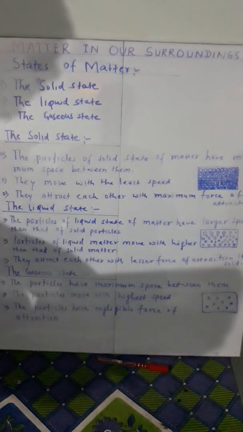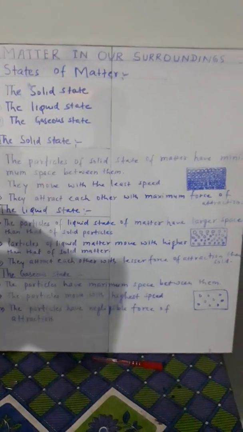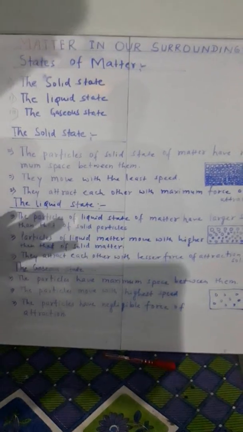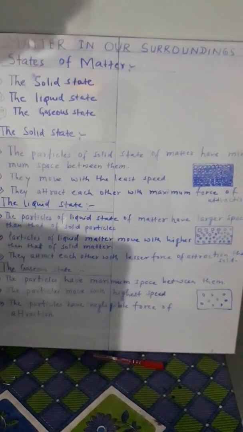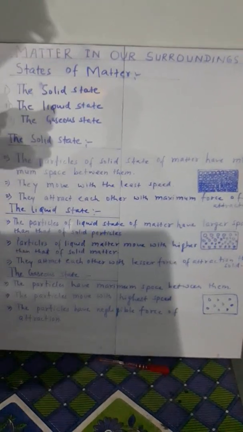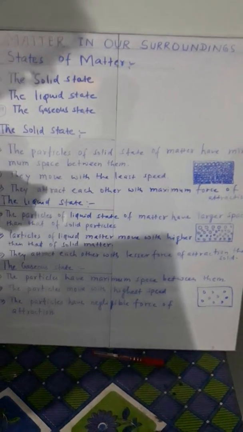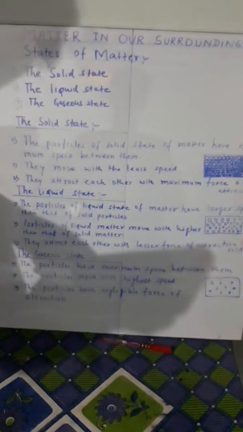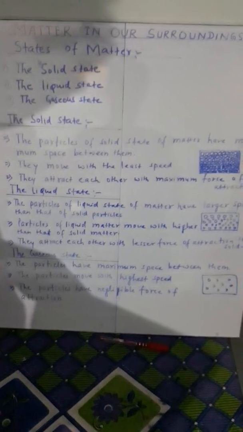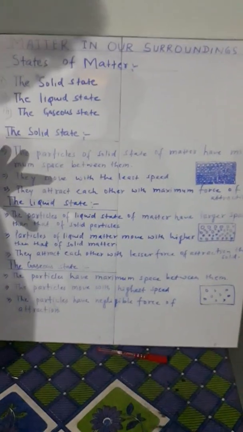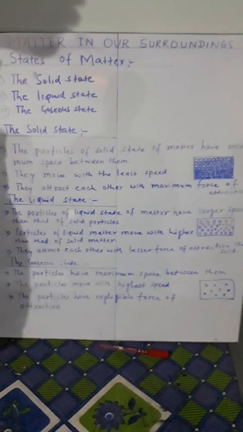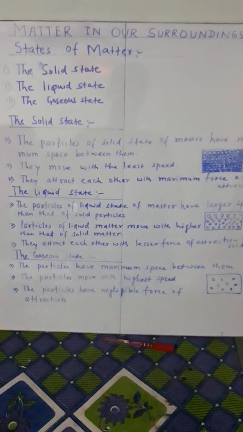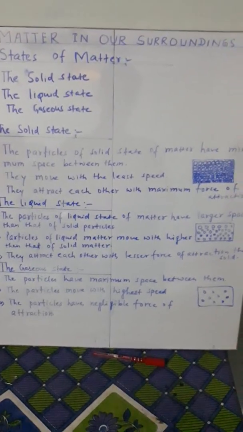So liquid matter has a fixed volume but does not have a fixed shape. In liquid, diffusion is possible. The diffusion of liquid is faster than that of solid, and liquid also cannot be compressed, like solid. Now we'll come to the next topic, the gaseous state of matter.